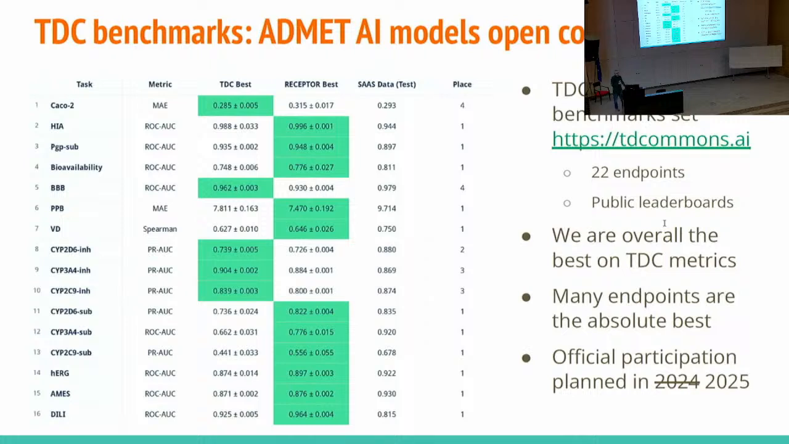And here I want to show you how predictions of our multitask AI model in terms of ADMET parameters compare with other models which are available. There is a TDC open benchmark. There are 22 ADMET endpoints. This is a public benchmark, public leaderboard. And we are overall the best on this leaderboard right now, and we want to participate officially this year.